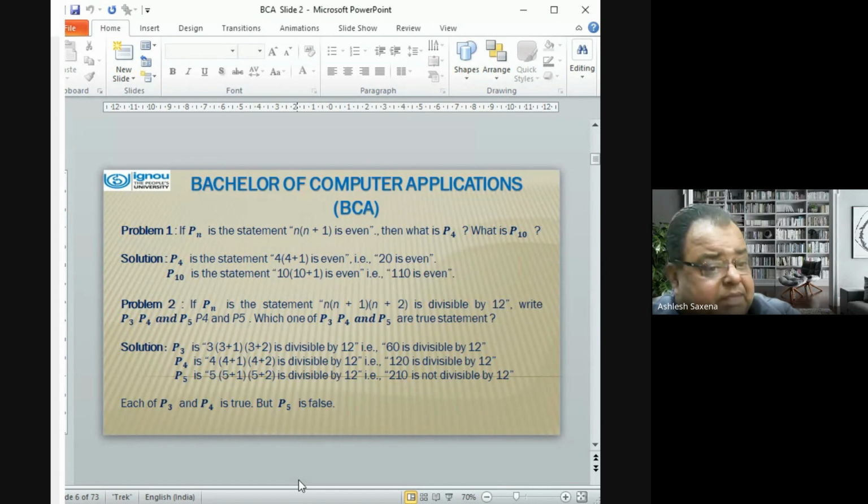That means we cannot say that n into n plus 1 into n plus 2, whatever the number we keep, will be divisible by 12.